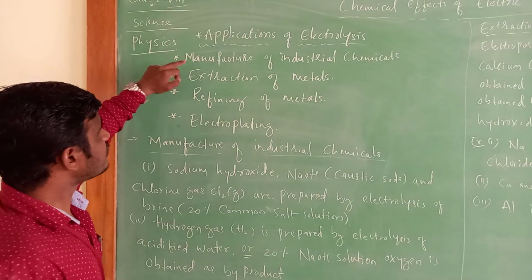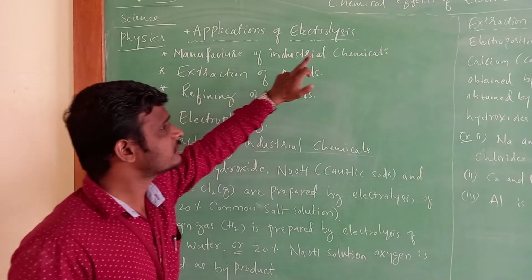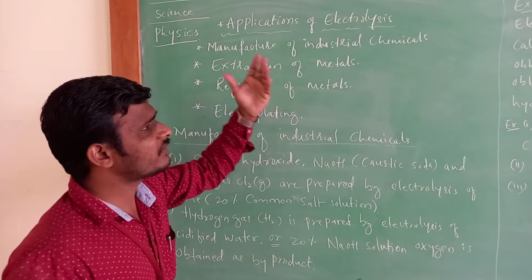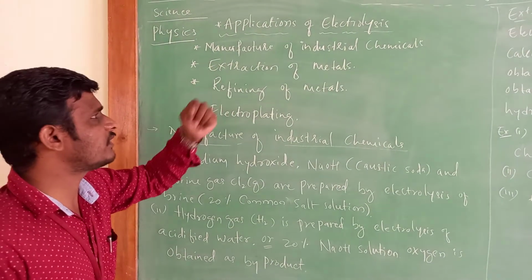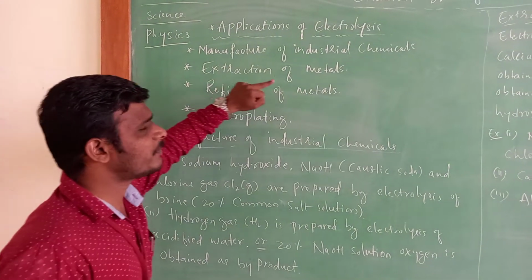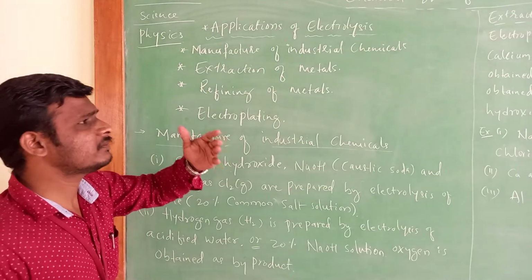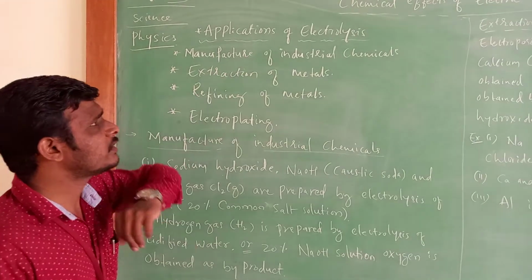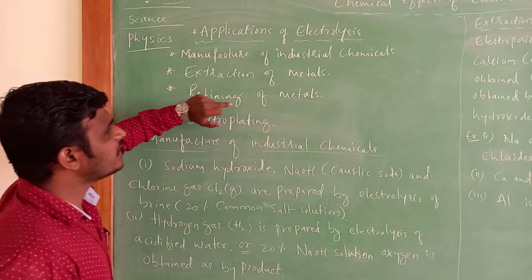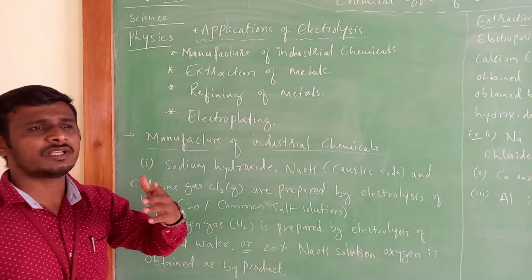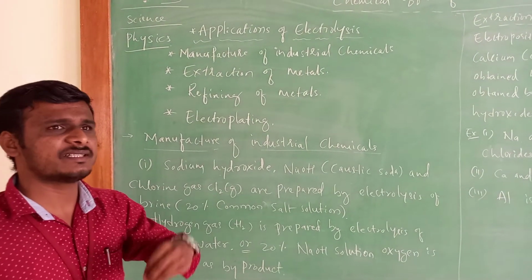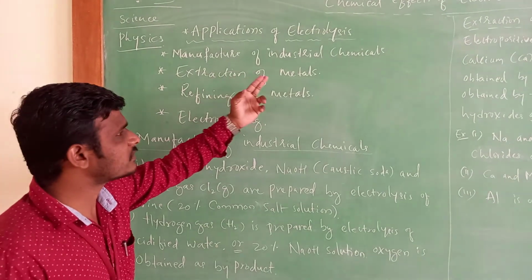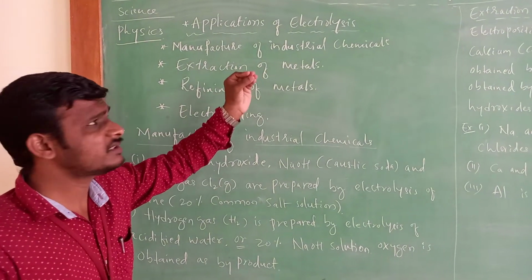First thing, manufacture of industrial chemicals. There we are going to use the process of electrolysis. Second one is extraction of metals. Some metals are there; with the help of electrolysis, we can extract those metals. Then refining of metals. So refining means what? Purification of metals. If the metal contains some amount of impurities, they can be removed by the process of electrolysis.